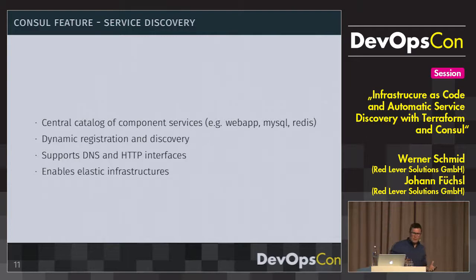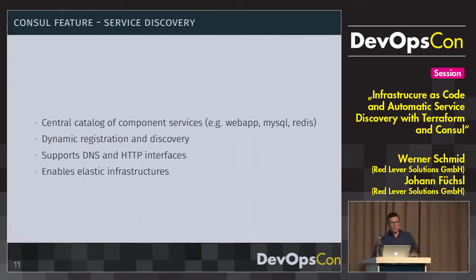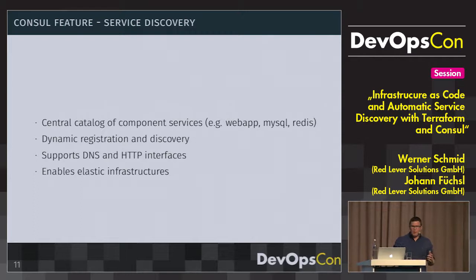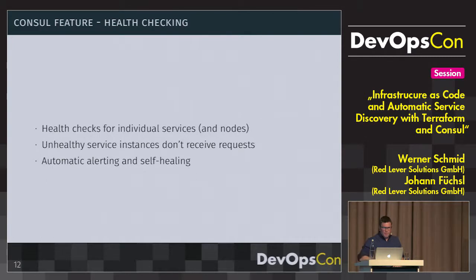How do you access all this information that service discovery gives you? It has interfaces for DNS, which is a little bit limited due to the nature of DNS. And you have an HTTP interface, which gives you all the power and all the possibilities that Consul offers you. So you can query your services based on the data center they are in, based on the health state, etc. And you get much more information out of Consul via the HTTP interface.